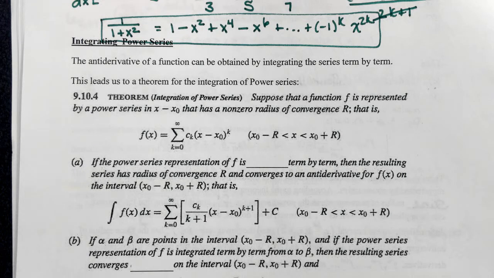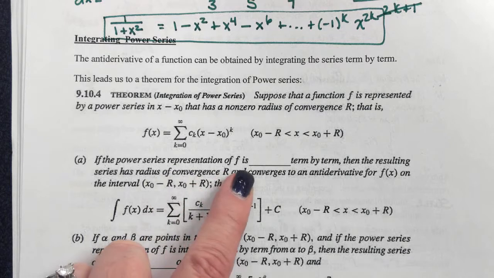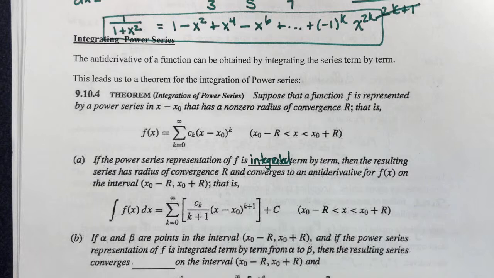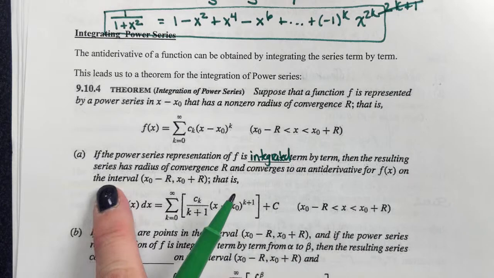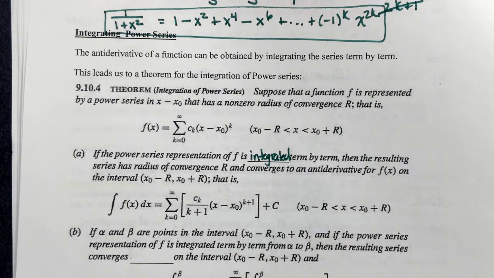Again, if you have a power series, just like with derivatives, when you integrate, the interval of convergence will be the same for the antiderivative as well. So, for example, if your power representation of f is integrated term by term, then the resulting series has a radius of convergence r, and it converges for the antiderivative. So again, just like with the derivative, it'll have the same radius of convergence and interval of convergence.